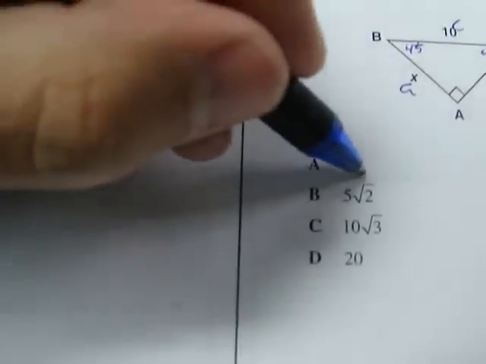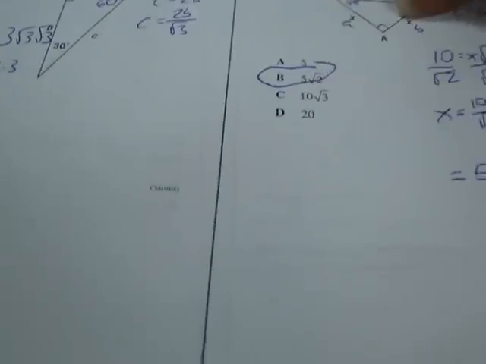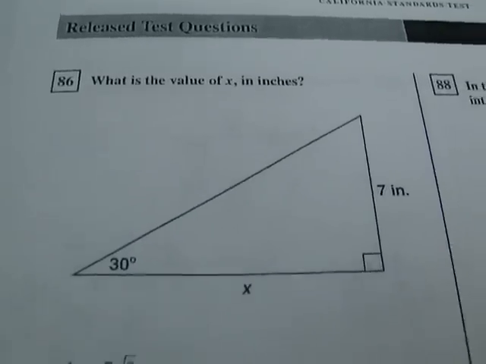5 square root of 2 is B. So that's your answer. Okay, that one was a little tricky. Rewind it if you need to. Last one we're going to look at is 86. What is the value of x in inches?